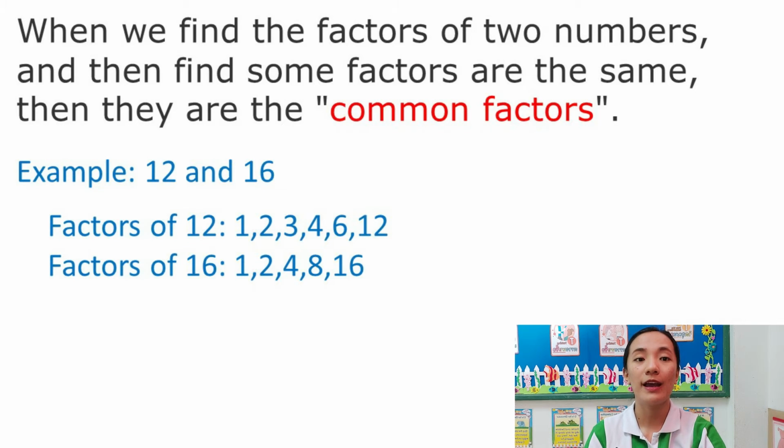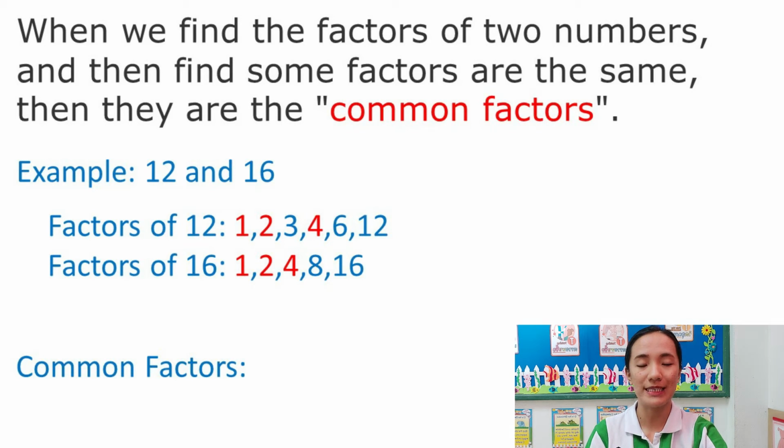Next, when we find the factors of two numbers and then find some factors that are the same, they are called common factors. For example, 12 and 16. We have listed the factors of these two numbers. Look at the numbers that they have in common. They are 1, 2, and 4. Then the common factors of 12 and 16 are 1, 2, and 4.